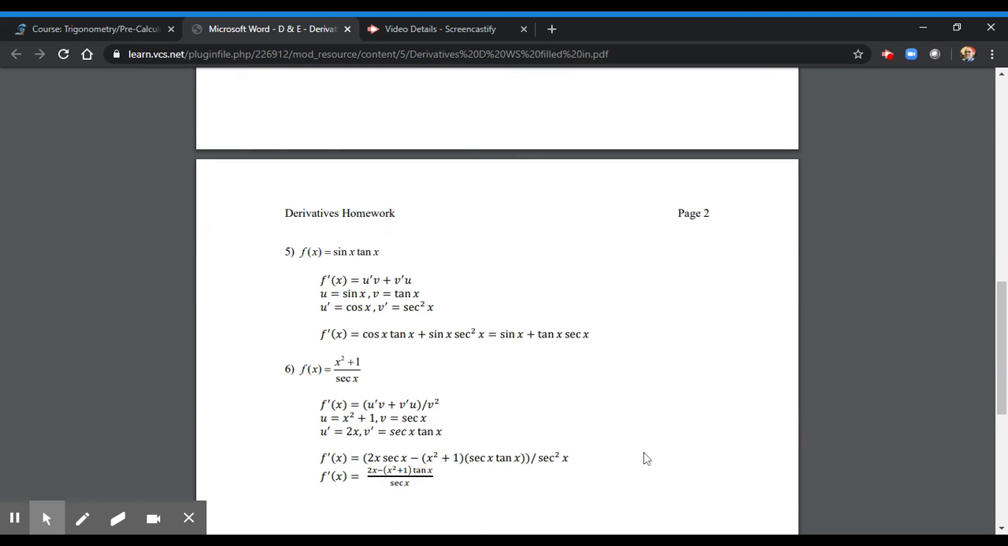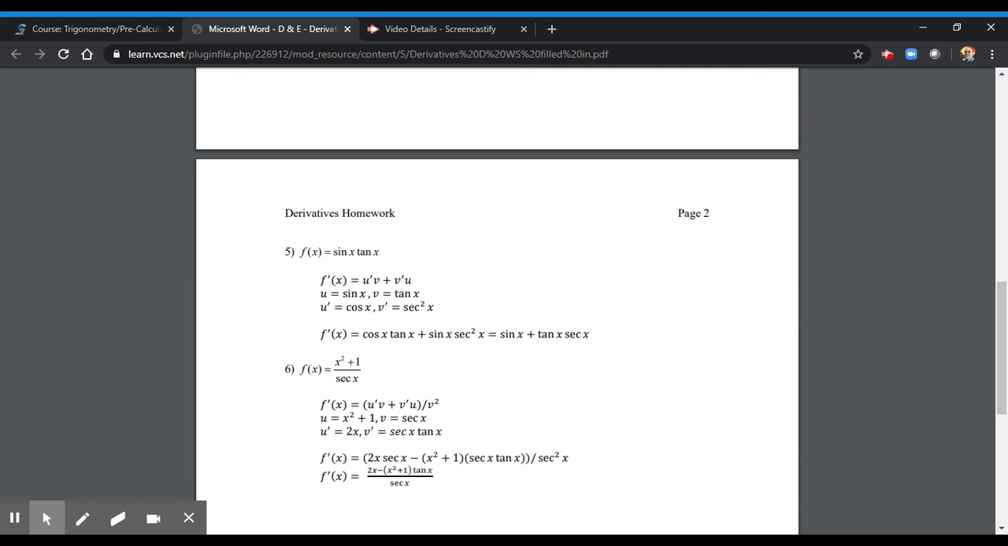Number 6, I've got x squared plus 1 over secant x. I'm going to use the quotient rule here, where u is the numerator, x squared plus 1. V is the denominator, secant x. Well, u prime is just 2x. V prime is from above, secant x tangent x. And I could write out my quotient rule, and look what I could do.